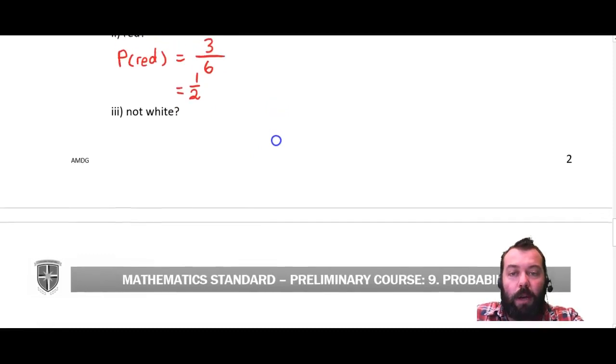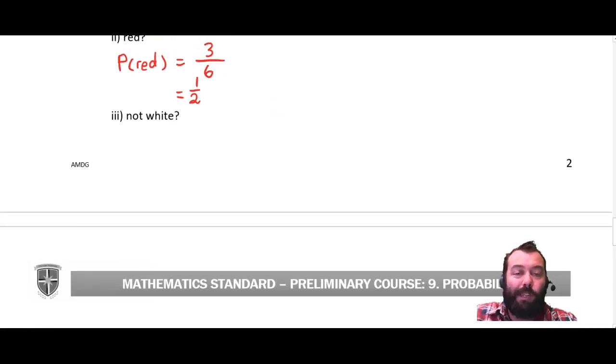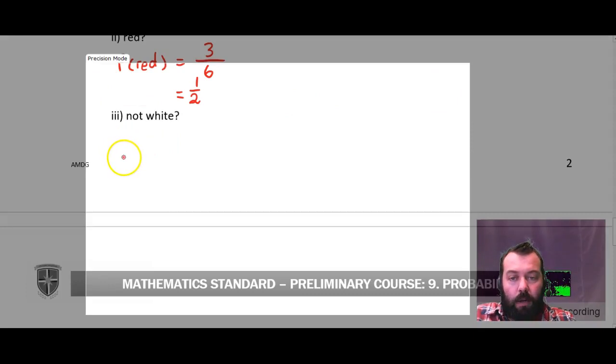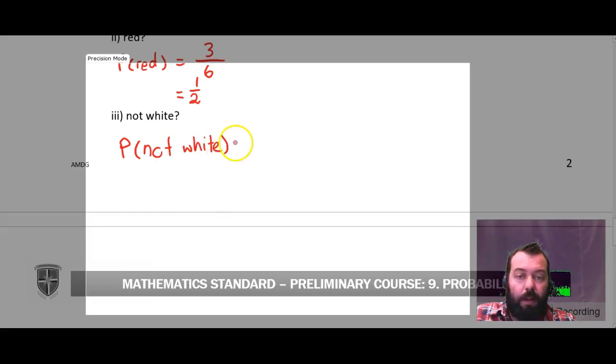And finally, this is the last one, the probability that the ball is not white. So I'm going to say probability, not white. And this idea of not becomes really important later on in this topic. It's what we call a complementary event, or it's certainly hinting at a complementary event, which we'll learn about sometime later. But how many balls are there that are not white? We'll count them up. We'll find there are 4 of them out of 6. So my probability there, when we simplify that fraction, is 2 over 3.